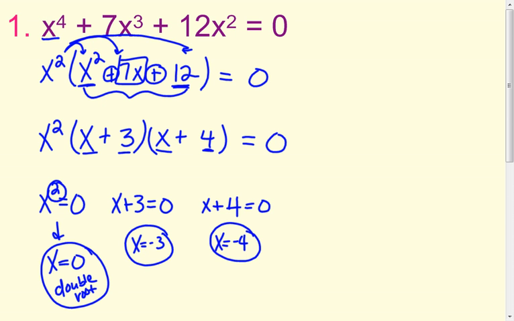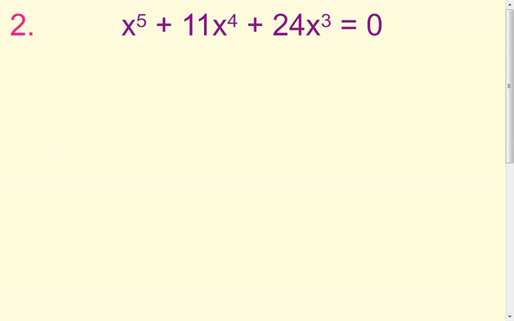Notice that this equation had degree of 4. The highest exponent was a 4, and so you should have 4 answers. So here's 1, 2, and then a double root makes 3, 4. Okay, so 4 answers. All right, and here's another one.